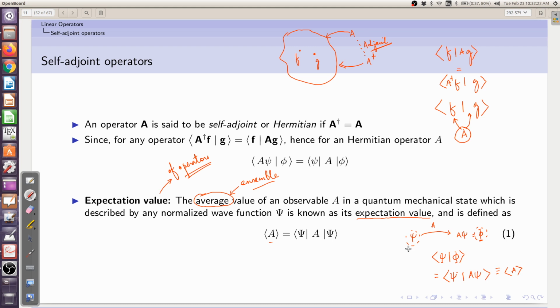This is how we define the expectation value of an operator. Take a wave function, operate the operator on the wave function, which gives you the new wave function. Then find the scalar product of these two wave functions, and that is the expectation value.